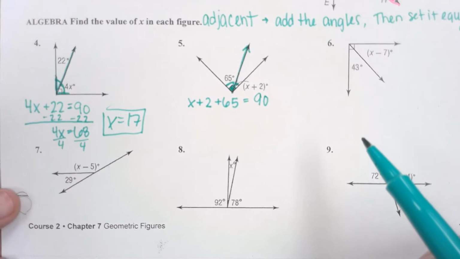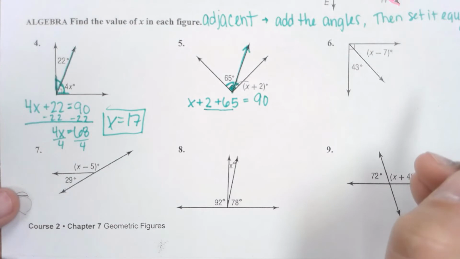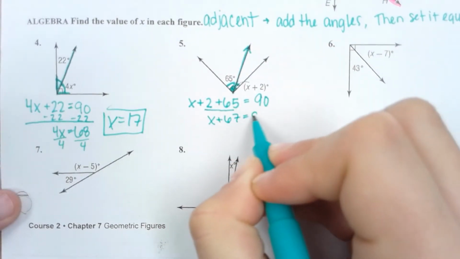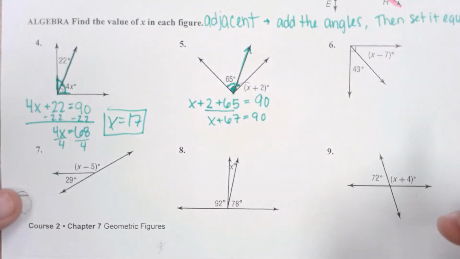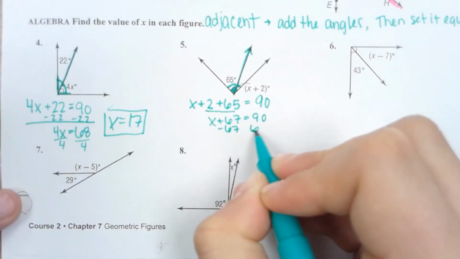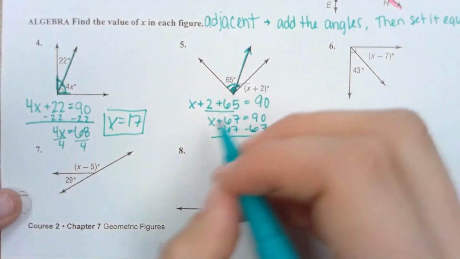All right, and now I'm just going to solve it. Notice how on my left side I can simplify 2 plus 65. So 2 plus 65 is 67. And then to get x by itself, I'm just going to subtract the 67 from both sides. And 90 minus 67 gives me an answer of 23.